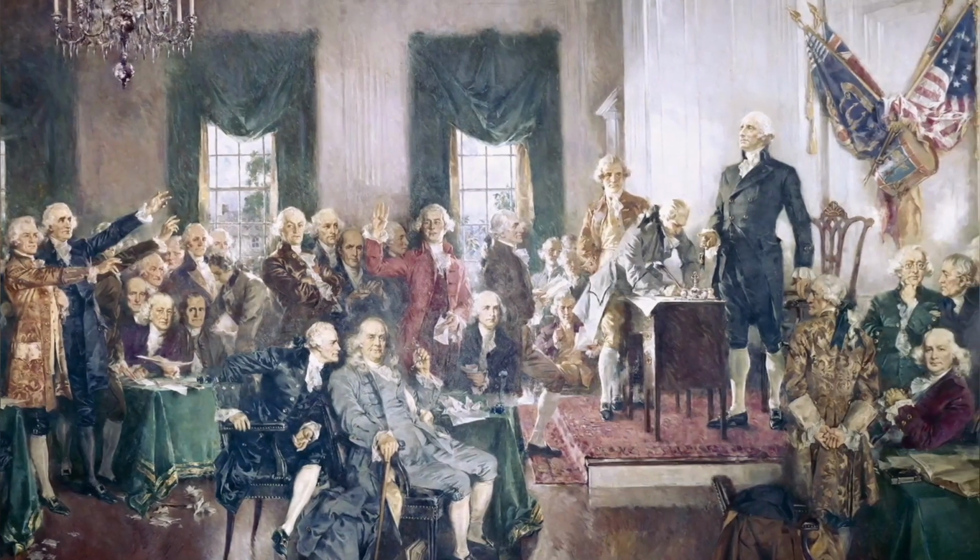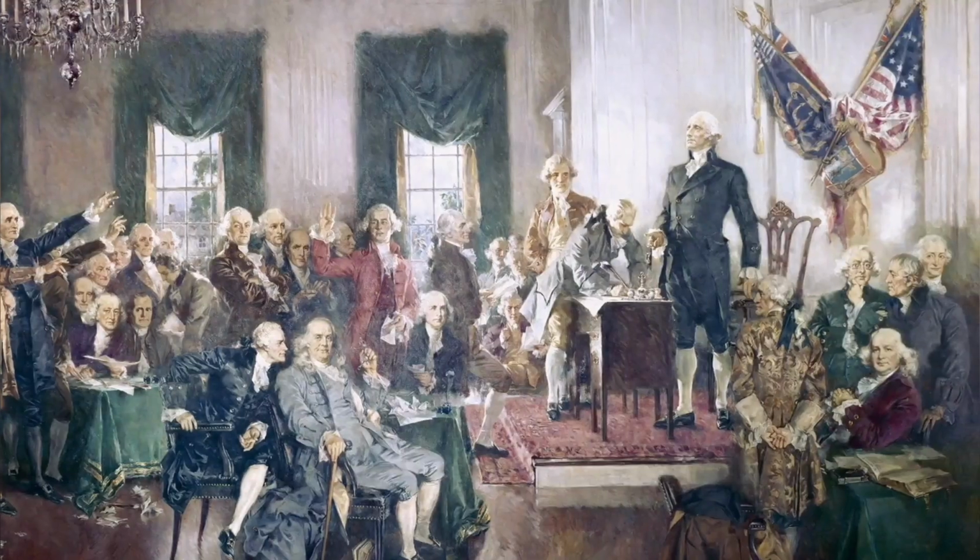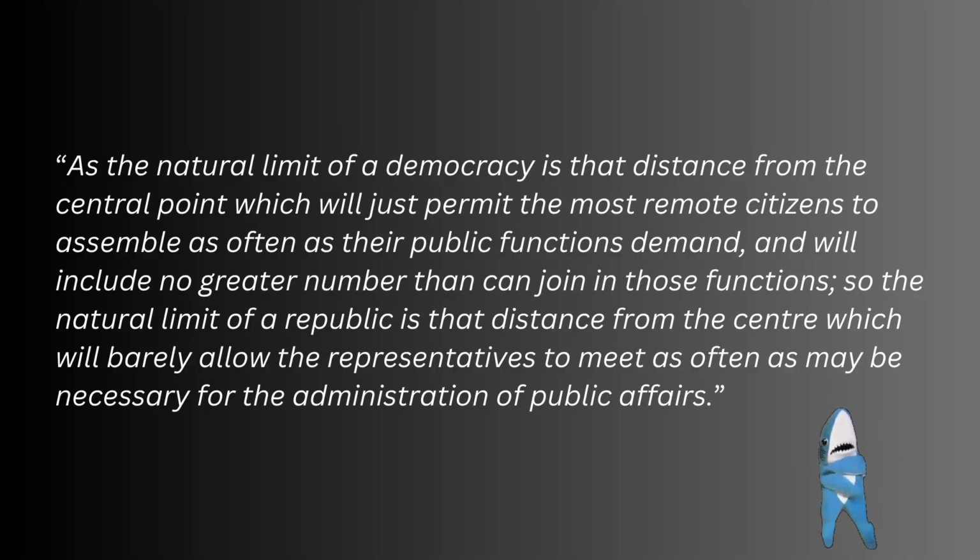But to get back to the question of the extent of territory and governance, Madison says that, as the natural limit of a democracy is that distance from the central point which will just permit the most remote citizens to assemble as often as their public functions demand, and will include no greater number than can join in those functions, so the natural limit of a republic is that distance from the center which will barely allow the representatives to meet as often as may be necessary for the administration of public affairs.